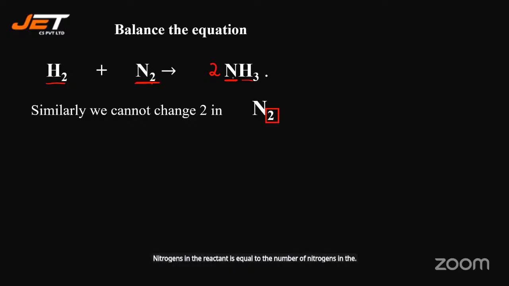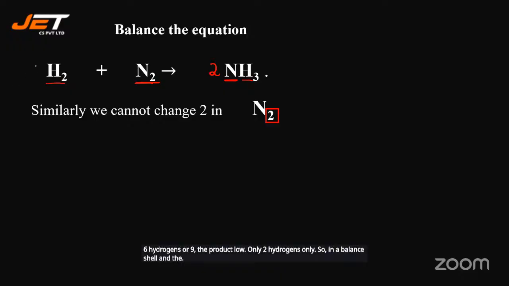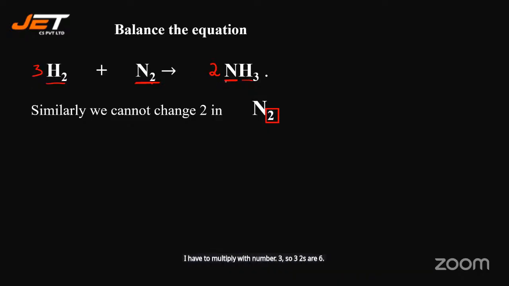ఇప్పుడు ఏది డిఫరెన్స్ వచ్చింది? 2 into 3 is how much? So there are 6 hydrogens. 6 hydrogens ఉన్నాయి product లో. బట్ ఇక్కడ ఎన్ని హైడ్రోజన్స్ ఉన్నాయమ్మా? ఓన్లీ 2 hydrogens ఉన్నాయి. సో దీన్ని బ్యాలెన్స్ చేయాలంటే ఎంత నెంబర్తో మల్టిప్లై చేయాలి? I have to multiply with number 3. So 3 2s are 6. This is a perfect balanced equation.